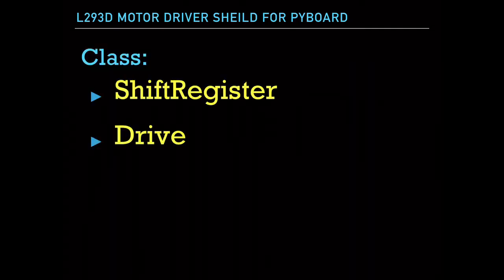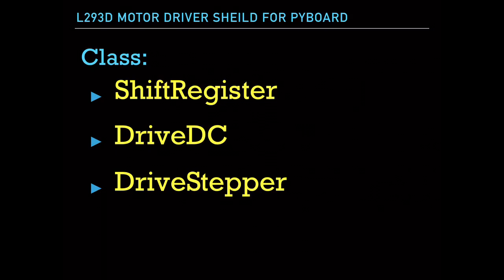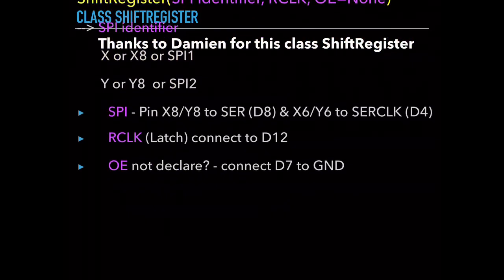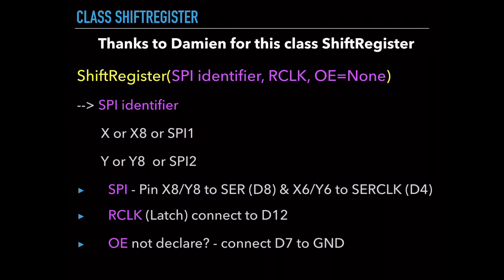This MicroPython motor driver shield has 3 classes: shift register class, drive DC class, and drive stepper class. We'll go in depth one by one. Shift register class. I found this piece of code in one of the forums and modified it slightly to accommodate our motor driver shield. The SPI identifier.